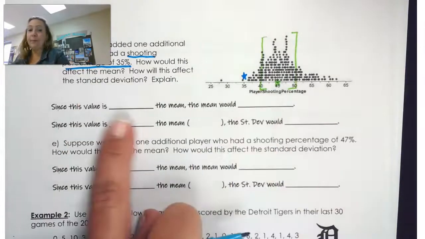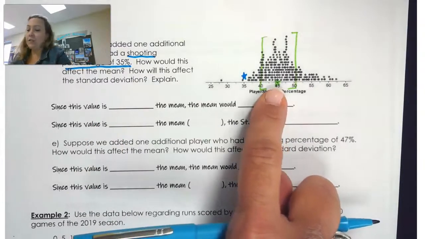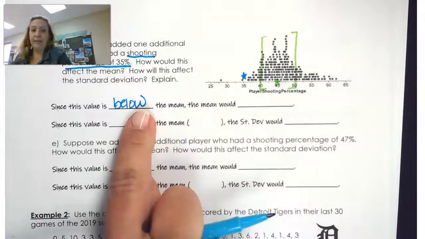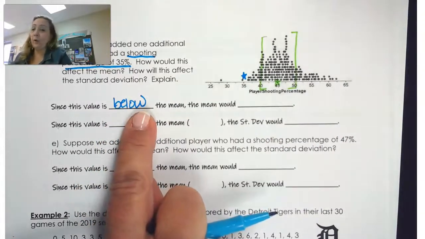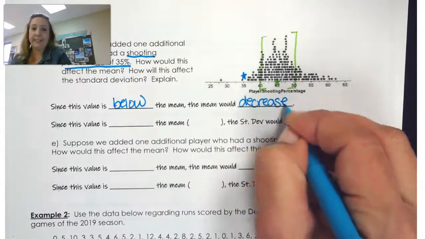Well, we look at its position relative to the mean, and the mean was 45. So I see that this value is below the mean. And because the value is below the mean, that means the mean is going to fall as well. The mean is going to decrease.